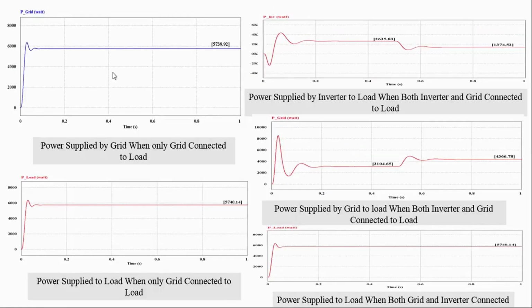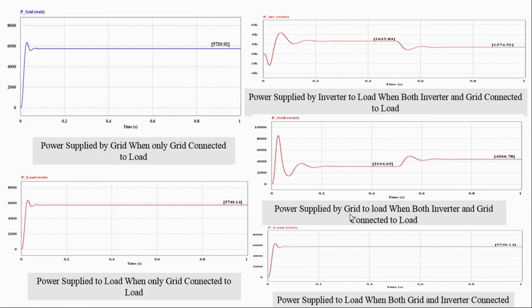Now at that time, what is the active power injection? So this is the power supplied by the grid when only the grid is connected to the load. So all this power is supplied by the grid. Now power supplied to the load when only the grid is connected to the load means we have disconnected the PV. So the load will be almost the same. And then we have power supplied by the inverter to the load when both inverter and grid are in connected mode. So there is a change in the inverter output with the change in climatic condition.